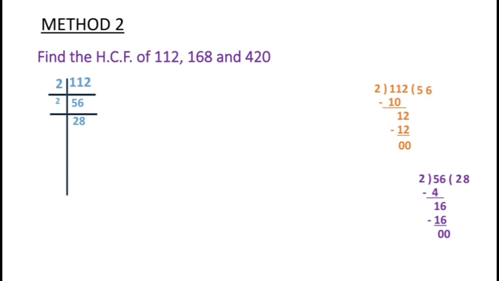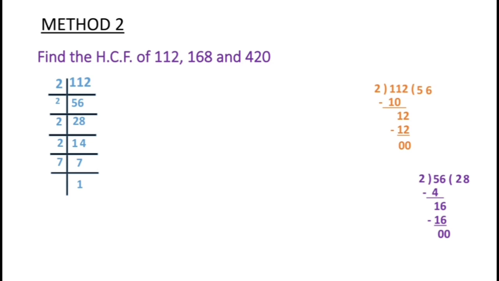Again what we will do? We will divide this 28 by 2. 2 1s are 2. 2 4s are 8. Again this can be divided. 2 7s are 14. Now 7 we don't get in 2 table. In which table we get 7? 7 we get in 7 table only.